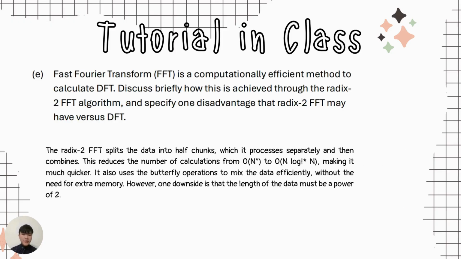Following by the next question: FFT is a computationally efficient method to calculate the DFT. Discuss briefly how this is achieved through the radix-2 FFT algorithm, and specify one disadvantage that radix-2 FFT might have versus DFT. The radix-2 FFT splits the data into two chunks, which are processed separately and then combined. This reduces the number of calculations from O(n squared) to O(n log n), making it much quicker, and it also uses butterfly operations to mix the data efficiently without needing extra memory. However, one downside is that the length of the data must be a power of 2.